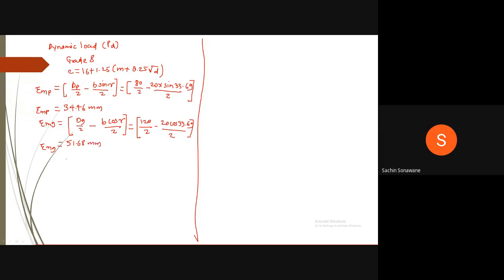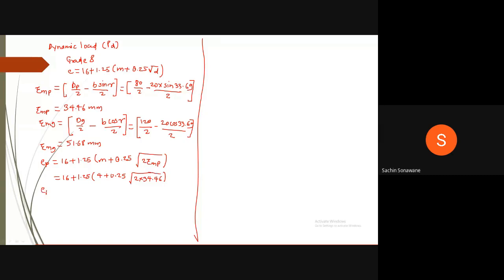Now we'll calculate error for pinion and error for gear. Therefore, write down error for pinion. EP is equal to 16 plus 1.25 into bracket m plus 0.25 into square root of 2 RMP. Therefore, substitute the value: 16 plus 1.25 into bracket m means 4, plus 0.25 into square root of 2 into 34.46.